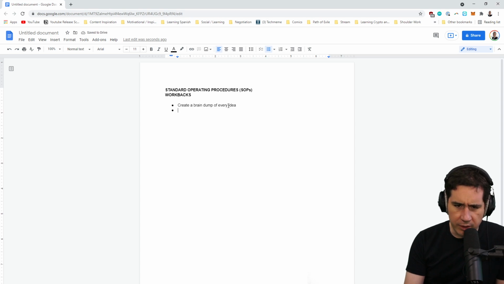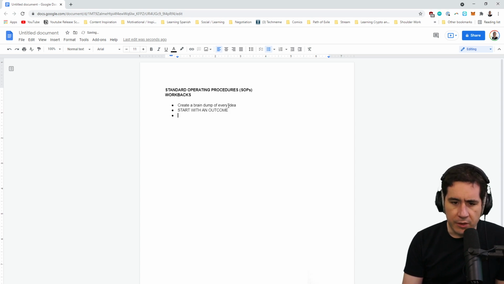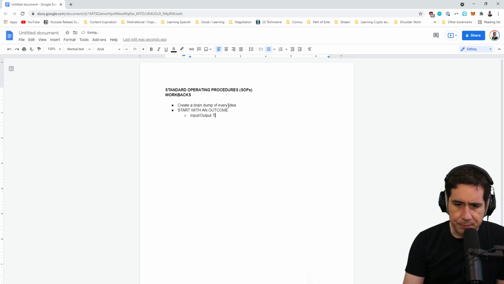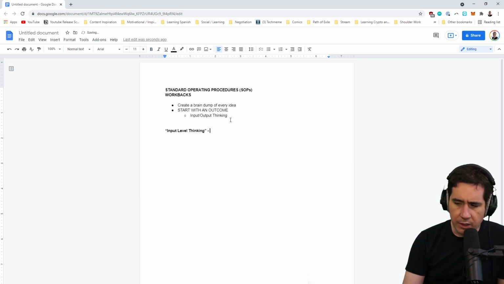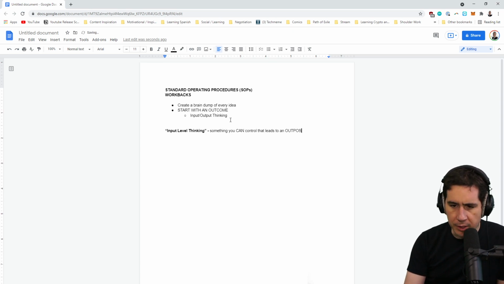The second thing is you're going to start with an outcome, and this is what's called input-output thinking, which is an executive methodology that was formulated at Amazon. Input level thinking means something you can control that leads to an output goal. Output level thinking is something external, a goal whose result you can influence but don't totally control.